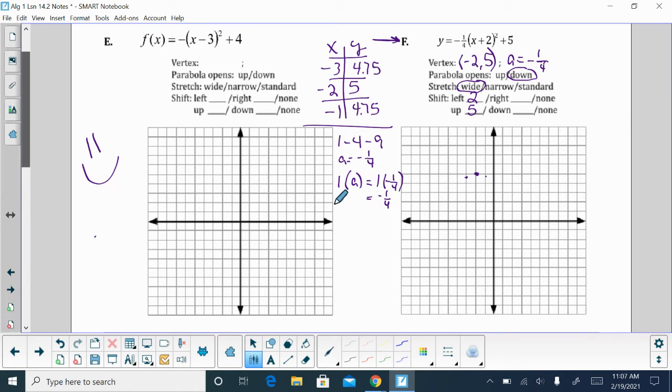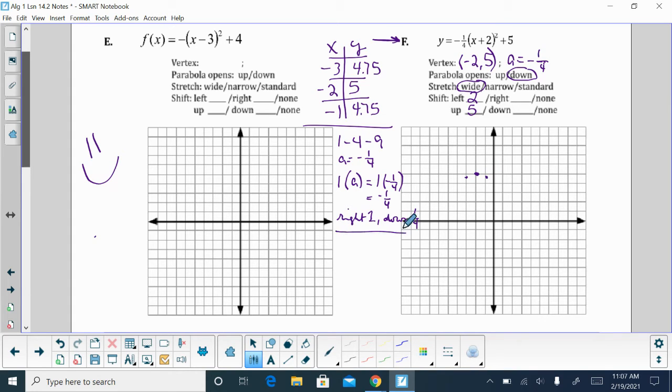And so what it tells me is that I will go from the vertex right 1, and I'm going to go down 1/4. So that's what happened here. I will go right 1 and down 1/4.